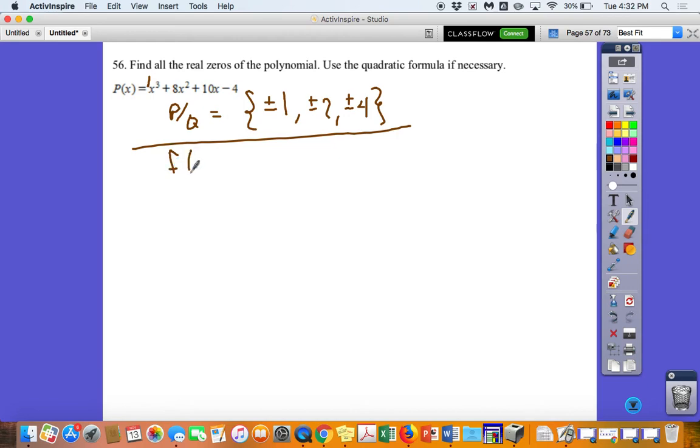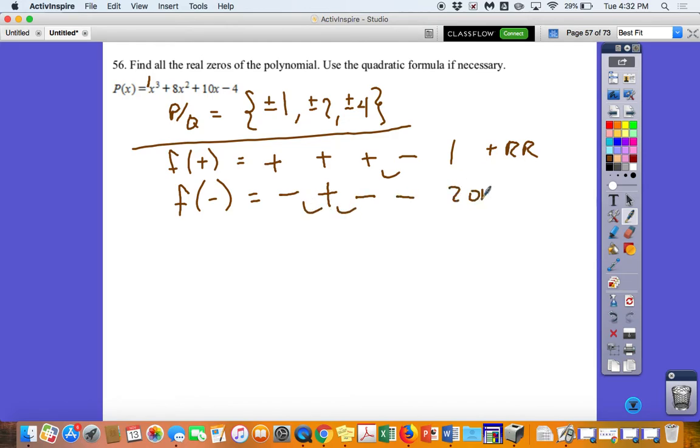Now let's see if Descartes tells us anything. We have plus, plus, plus, minus. So he's saying there's possibly one positive real root. Odd power changes, even power same, odd power changes, even power same. So change, change. It could be 2 or it could be 0 negative real roots.